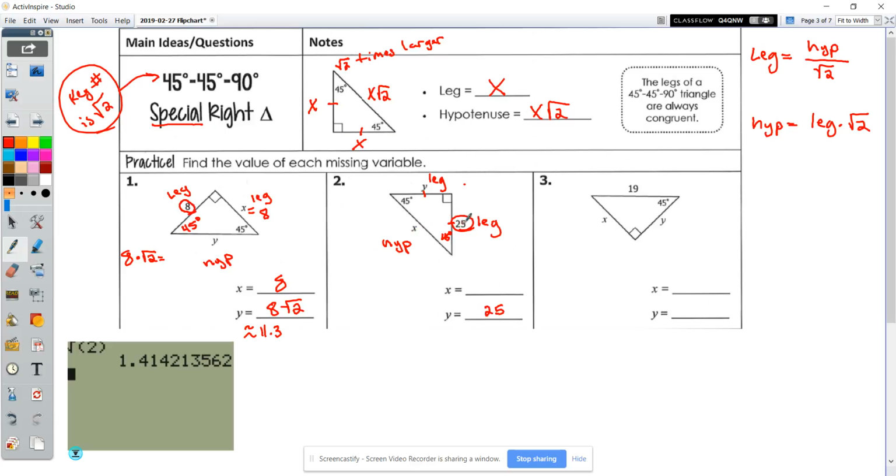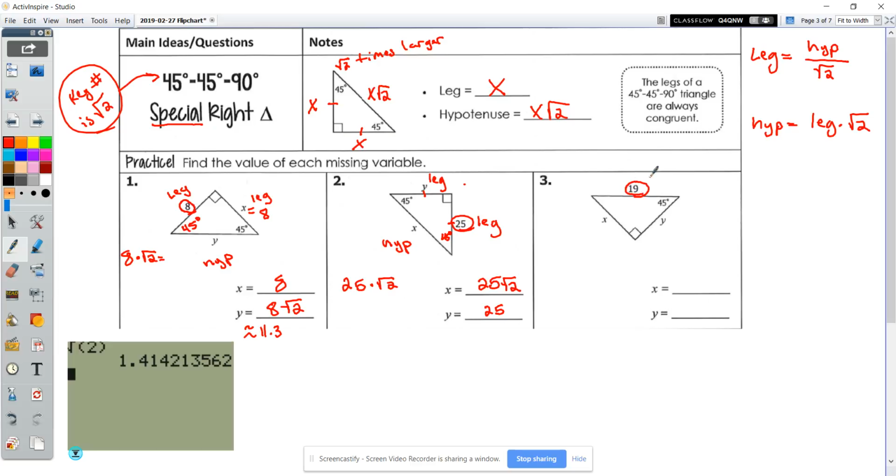And the hypotenuse is going to be a leg times the square root of 2, right? We're going to something larger, so I'm going to multiply. The key number is the square root of 2. So I'm going to do a leg times the square root of 2, which is just 25 square roots of 2.